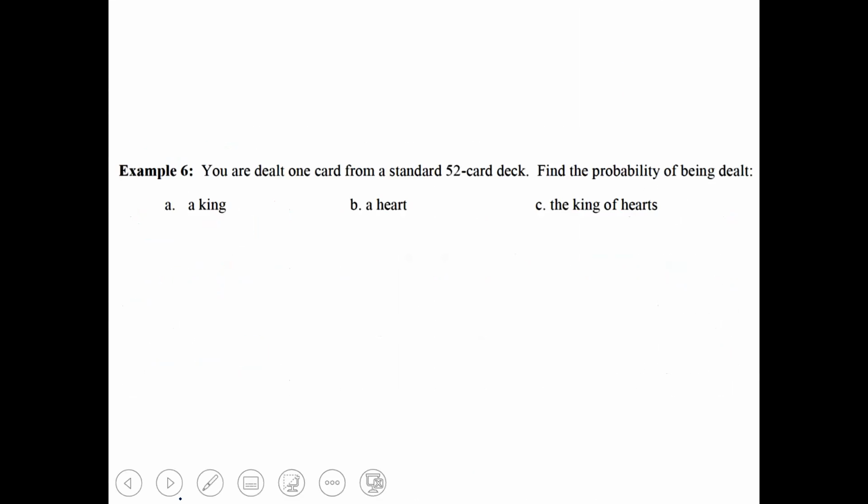You are dealt 1 card from a standard 52 deck. Find the probability of being dealt a king of hearts. Remember, your total outcome is going to be out of 52, and whatever number you have on top is going to be for the king of hearts.